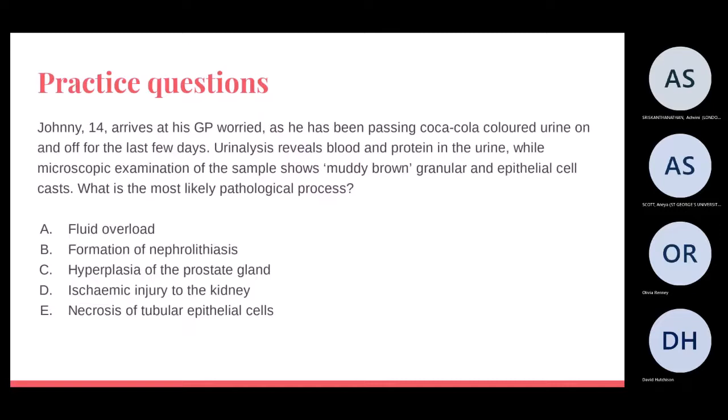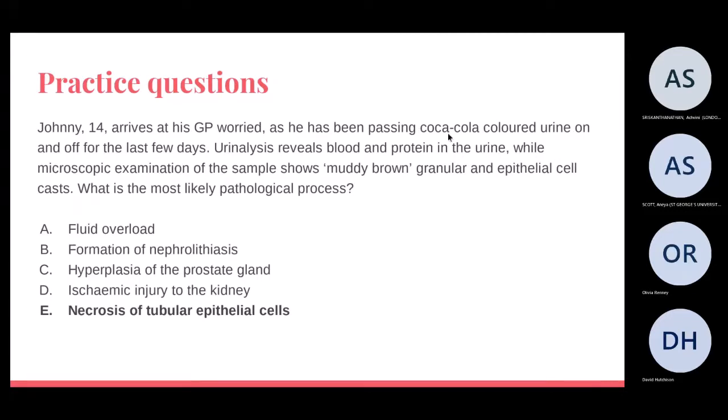Okay, lots of E's in the chat. And the E's have it. It is necrosis of tubular epithelial cells, which is exactly the same as acute tubular necrosis. Tried to throw you off a little bit there. Obviously didn't work. So yeah, muddy brown casts, epithelial cell casts, acute tubular necrosis, hands down. Coca-Cola coloured urine as well is a nice indicator for this. Not in real life, just in exam questions.